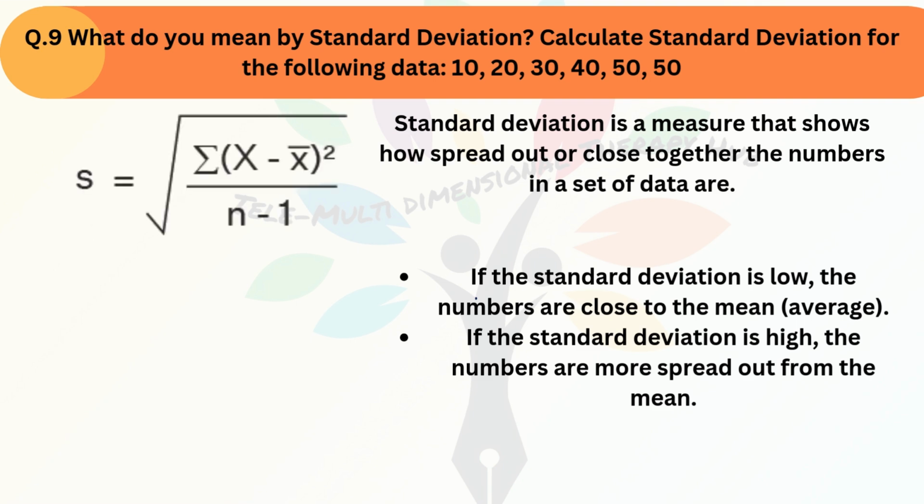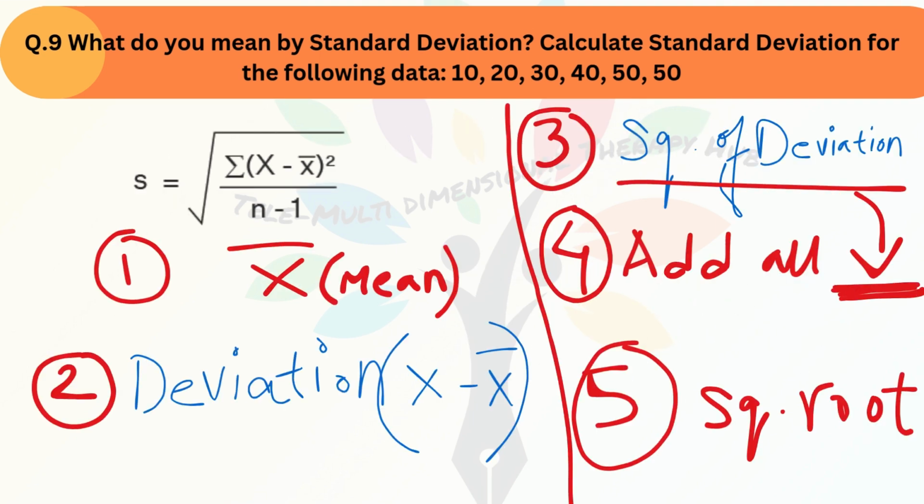Now let's see calculating standard deviation for the data. There are 5 steps. The first step is finding the mean or average. The second step is calculating deviation from the mean. The third step is we have to make square of each deviation. Number 4, finding the average of this square. First, we have to add up the square values and divide by the number of data points. And the 5th step is taking the square root.